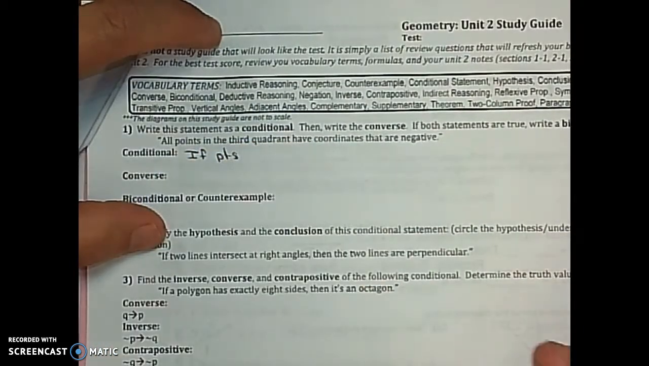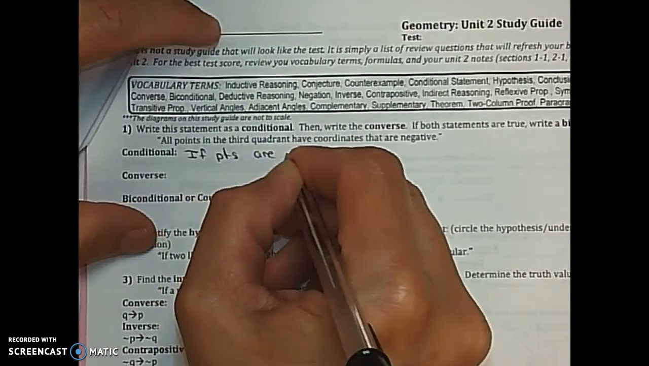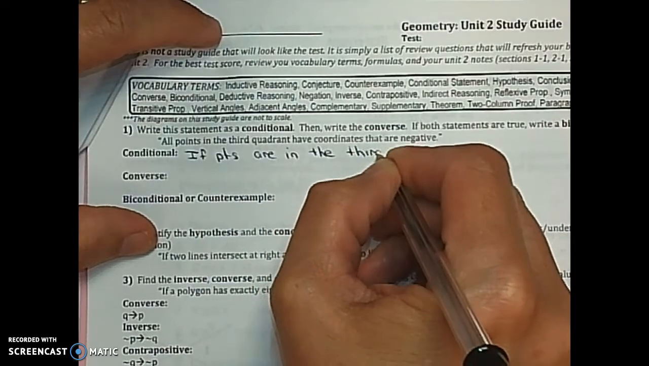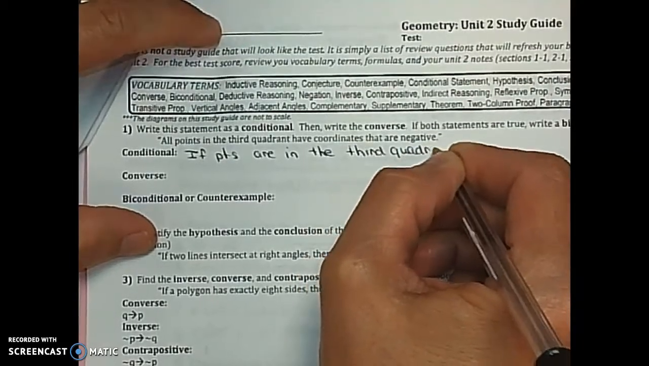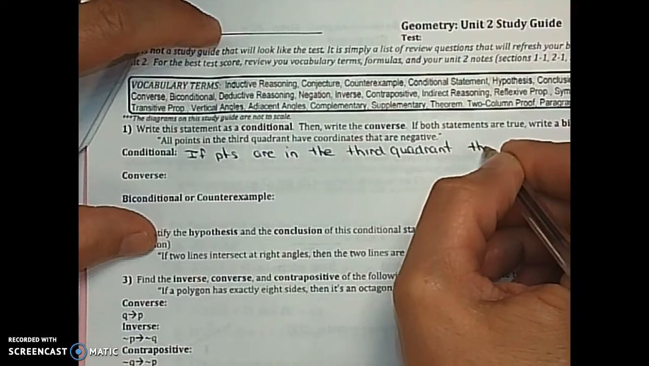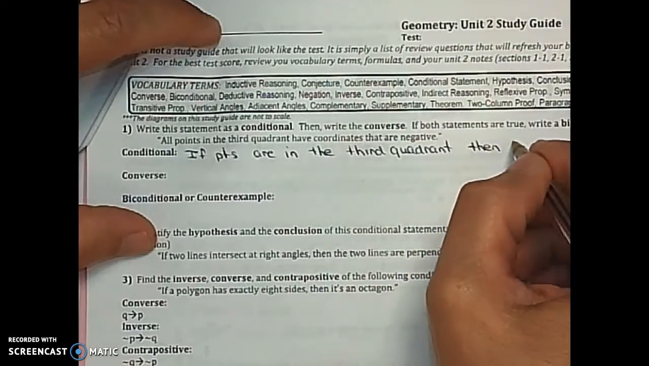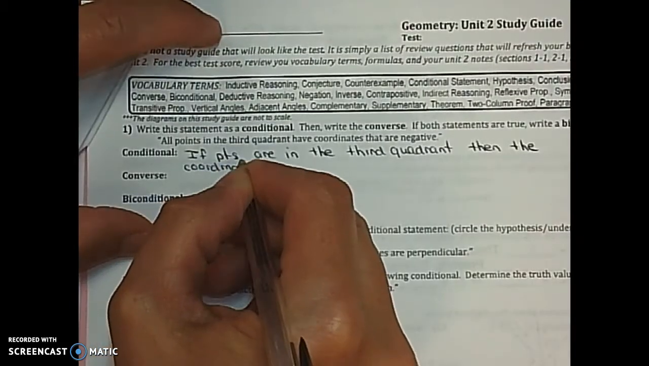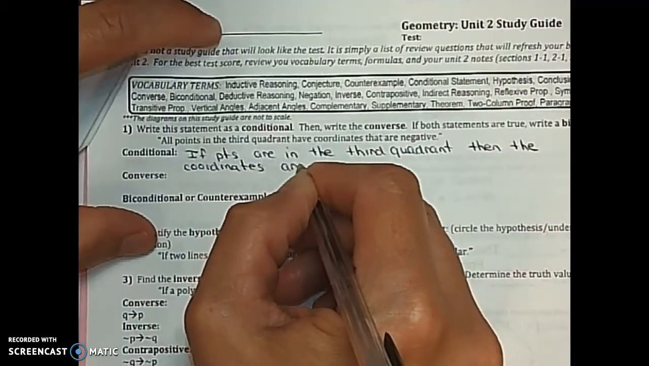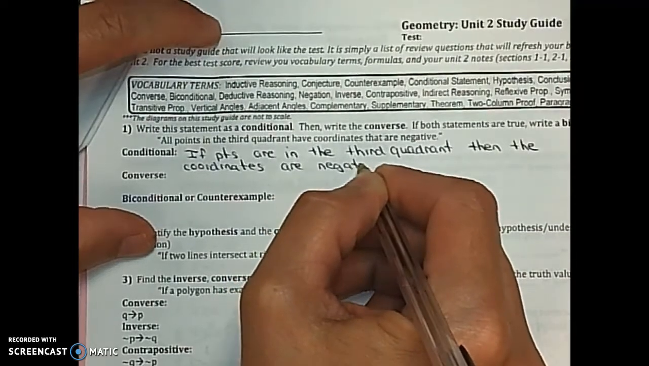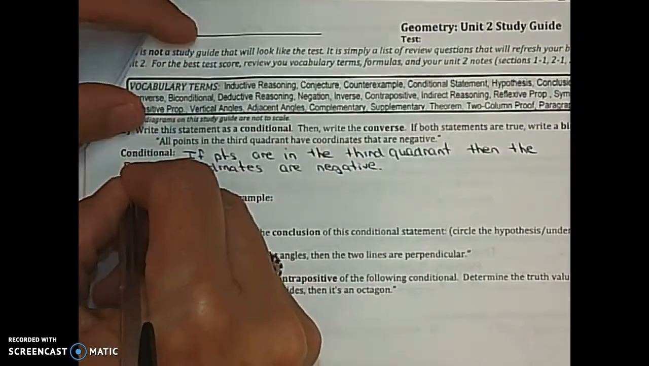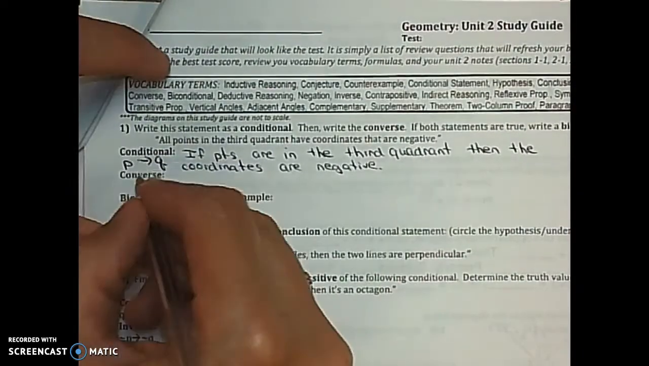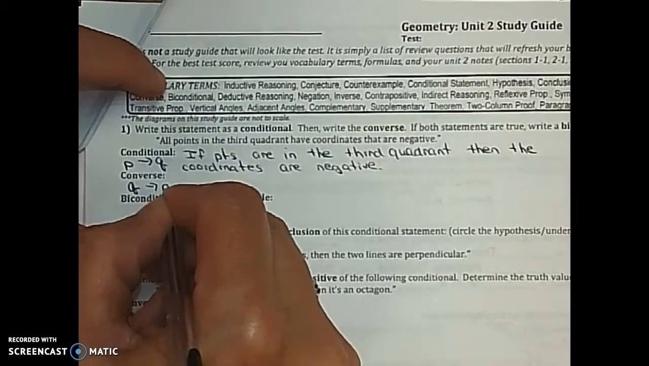if points are in the third quadrant, then, trying to make sure I stay in the screen, then the coordinates are negative. And remember, that is P, then Q. The next thing they want us to do is write the converse. So the converse, we are simply flipping those around.